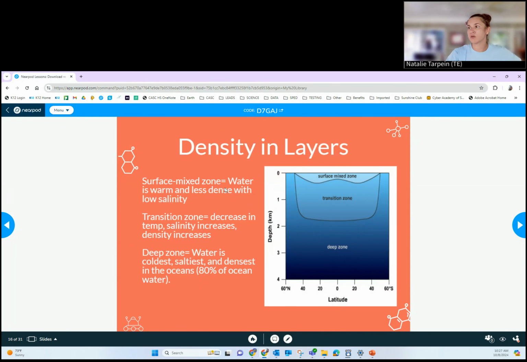We also see density in layers. So the surface mixed zone is water being warm and less dense with lower salinity. So it's just going to be the top couple feet of water, basically. Then there's this transition zone. You probably have felt this before if you've swum deeper down in the ocean or a pool or a lake: decrease in temperature, salinity gets a little bit higher. And so then density is going to increase with that increased salinity and decreased temperature. And then the deep zone is where the water is the coldest, saltiest, and densest in the whole ocean, which is actually 80% of all ocean water.